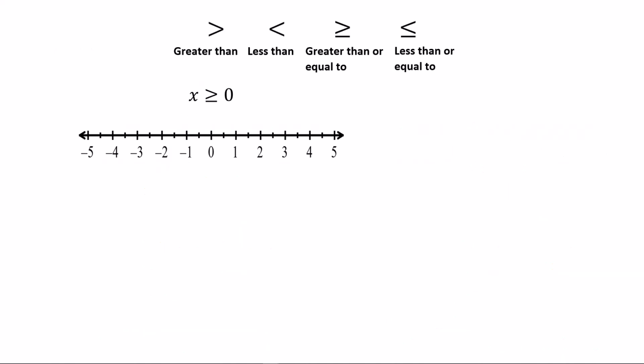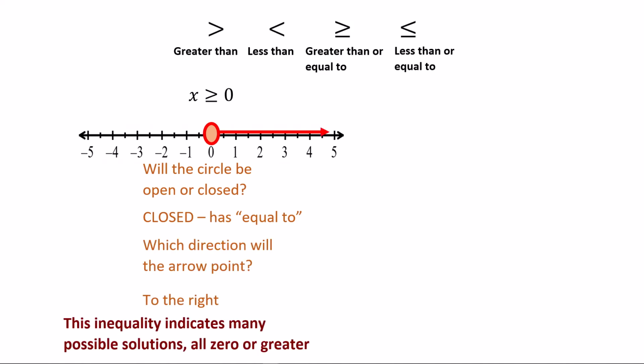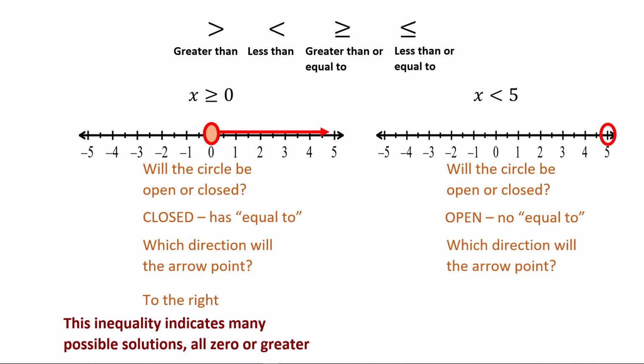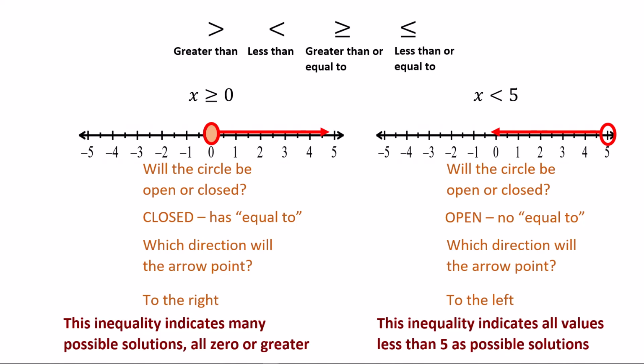X greater than or equal to 0. Will the circle be open or closed? Closed. It has an equal. Which direction will the arrow point? To the right. This inequality indicates many possible solutions, all 0 or greater. X less than 5. Will the circle be open or closed? Open. No equal to in the operator. Which direction will the arrow point? To the left. This inequality indicates all values less than 5 as possible solutions.